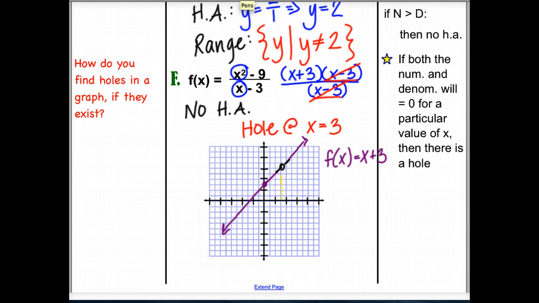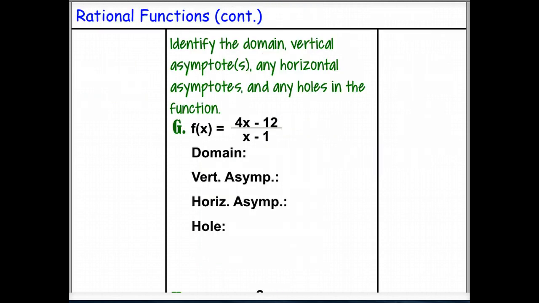So now what I want to do is actually put this all together. I want to find the domain, vertical asymptotes, horizontal asymptotes. I want to also find range and any holes in the function. So if we look at this one, first I'll find my vertical asymptotes. I see that I have a vertical asymptote because x minus 1. That means that at x equals 1, I have a vertical asymptote. Therefore, my domain means that I have all x values such that x cannot equal 1.